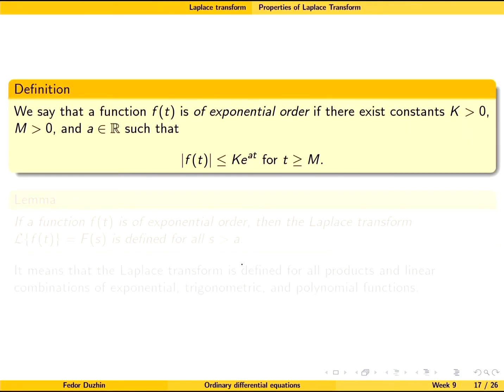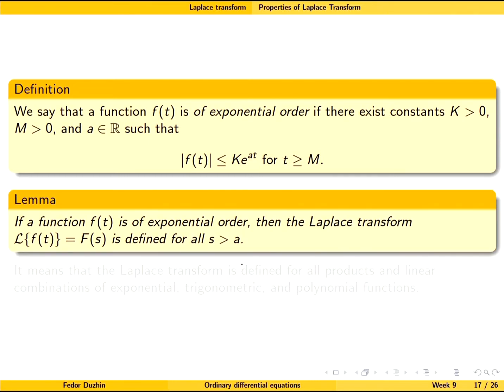So here is a definition. We say that a function f of t is of exponential order if there exist some constants such that the absolute value of f of t is less than some constant times e to the at, when t is sufficiently large. And a simple lemma: if you want to prove it, I suggest that you try to prove it and post your proof as comments to this video, but it's not very challenging.